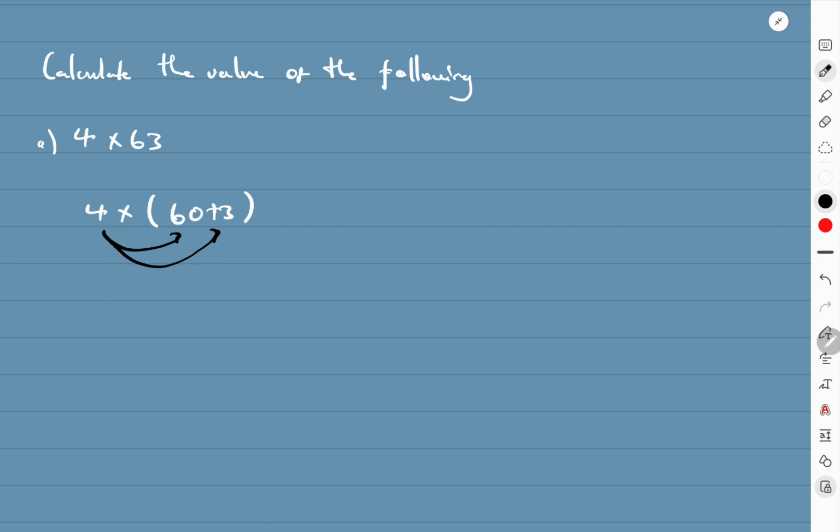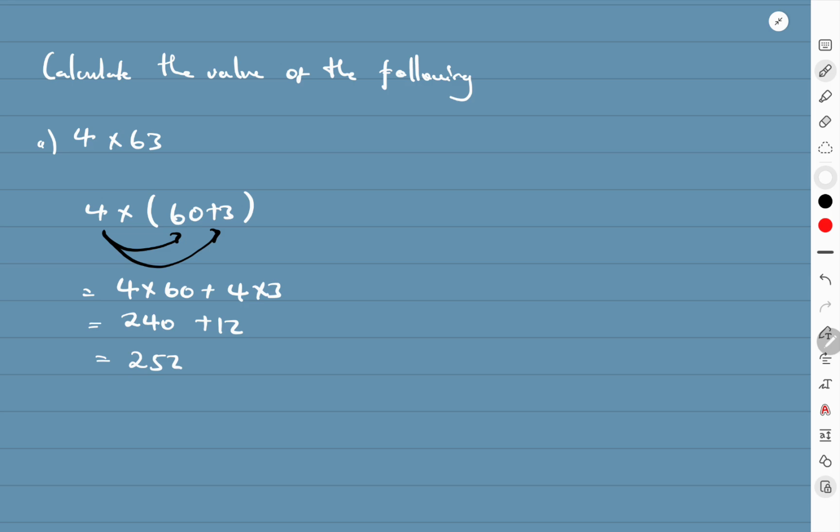It means I'm going to have 4 times 60 plus 4 times 3, right? What is 4 times 60? 6, 12, 18, 24. That is going to be 240 plus 4 times 3, that is a 12. And what is 240 plus 12? The answer is going to be 252.